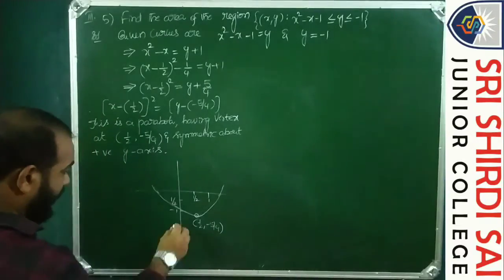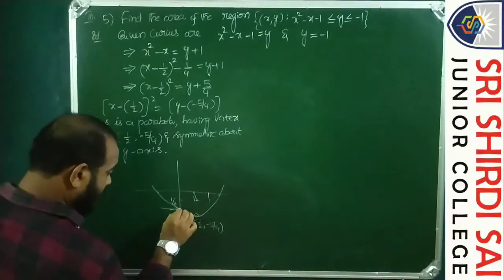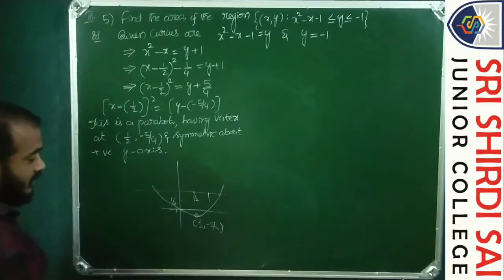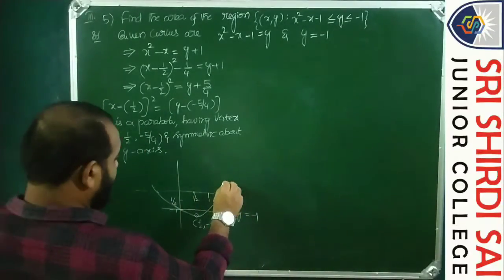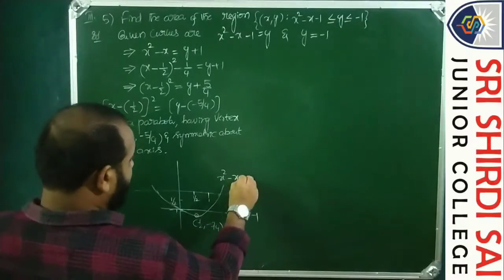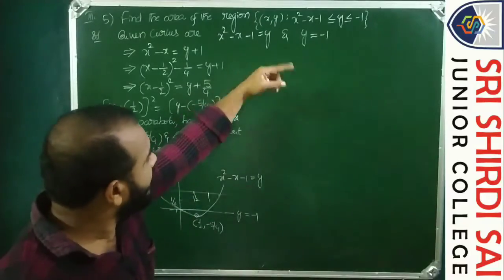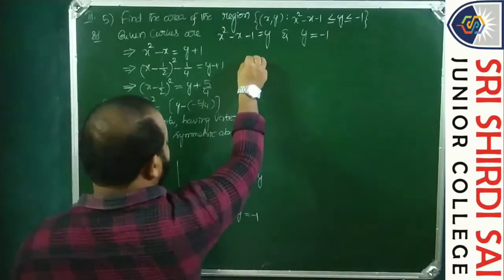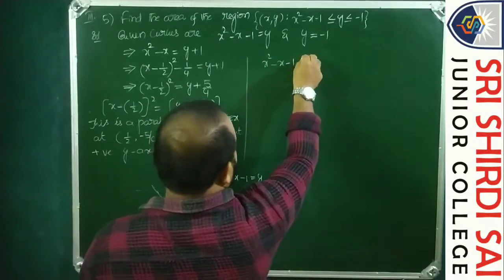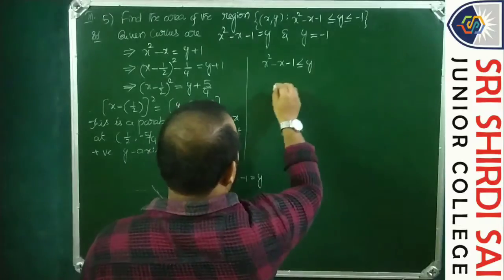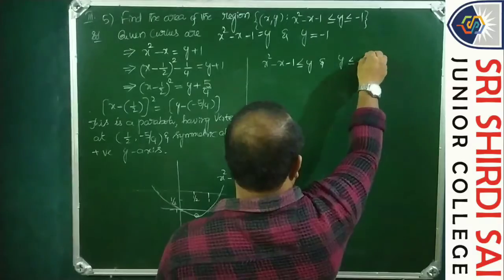Y is equals to minus 1 is the line which is horizontal to the x-axis. So this is y is equals to minus 1, and this is x square minus x minus 1 is equals to y. Okay. Now since it is an inequality, we shall take the inequalities: x square minus x minus 1 less than or equals to y, and y less than or equals to minus 1.